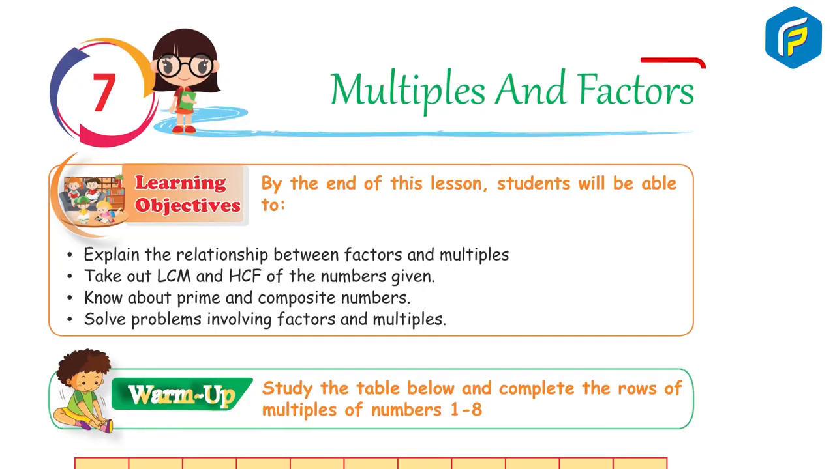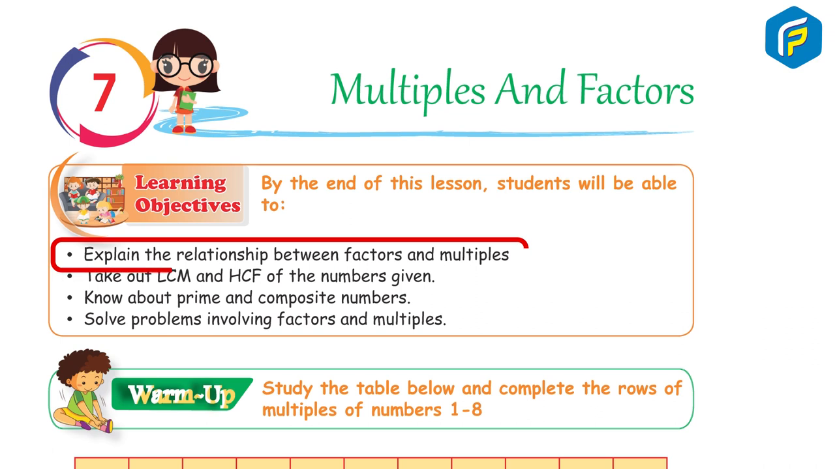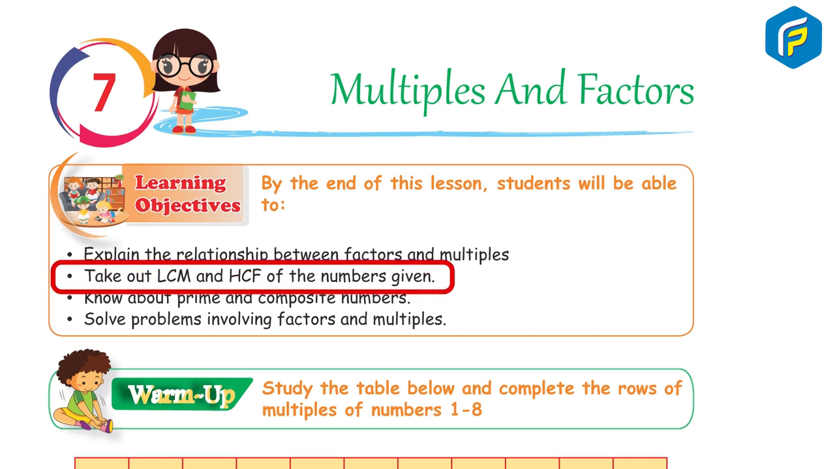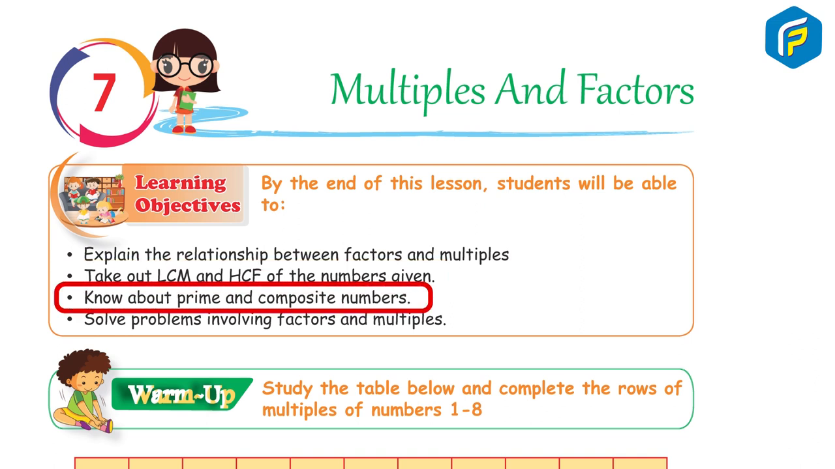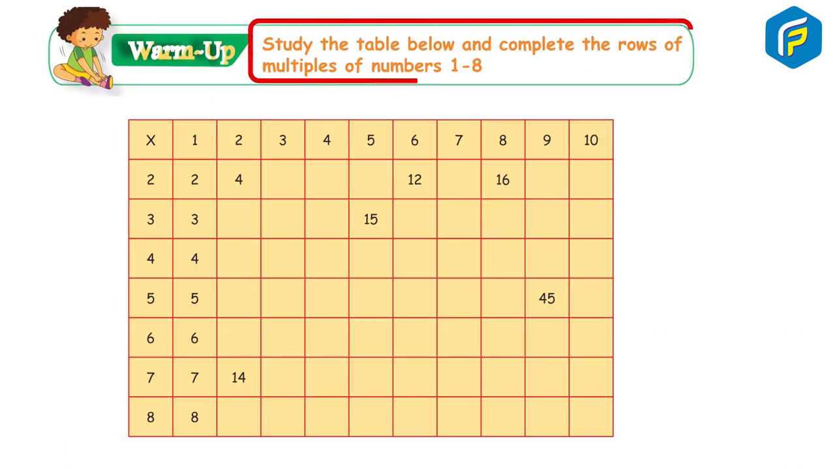Chapter 7, Multiples and Factors. Learning Objective: By the end of this lesson, students will be able to explain the relationship between factors and multiples, find the LCM and HCF of the numbers given, know about prime and composite numbers, and solve problems involving factors and multiples. Warm up: study the table below and complete the rows of multiples of numbers 1 to 8.